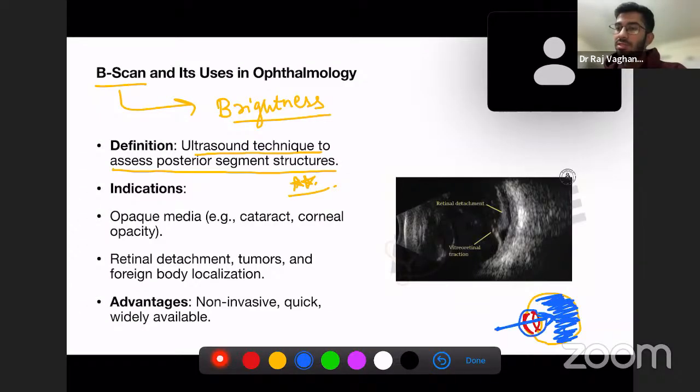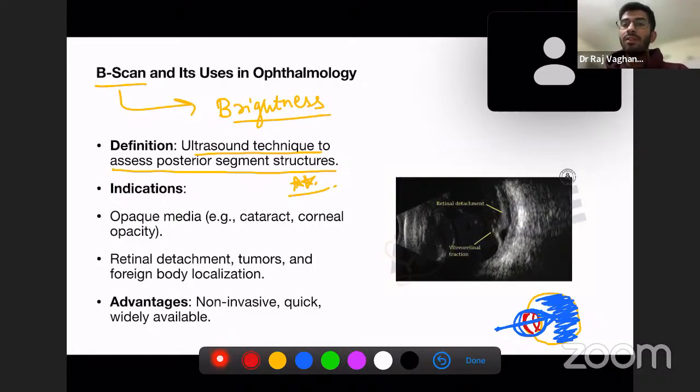If this is diseased, then we cannot see this layer. That's why the cornea and the lens have to be normal to visualize the fundus, or the posterior segment structures. So if there is opacity or opaque media in the cornea or in the lens, that is cataract, then you cannot visualize the posterior segment, and therefore you need the B-scan or ultrasonography to visualize these structures.